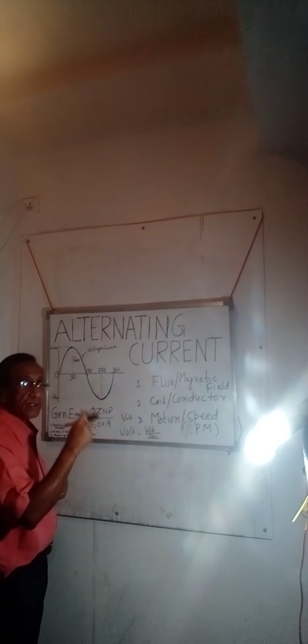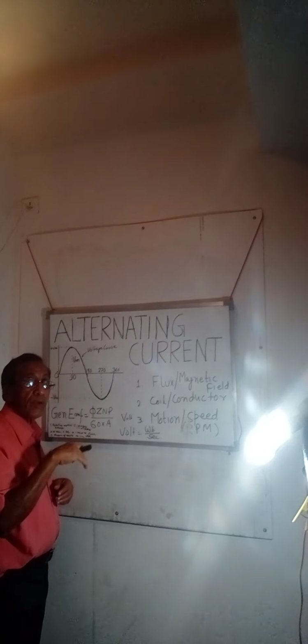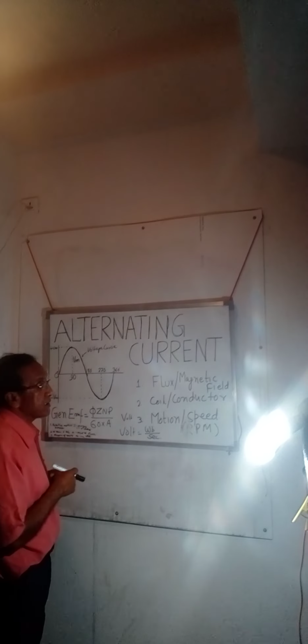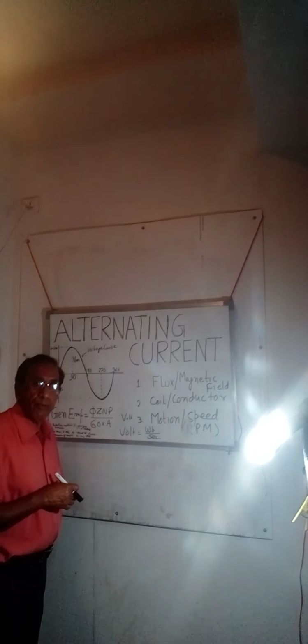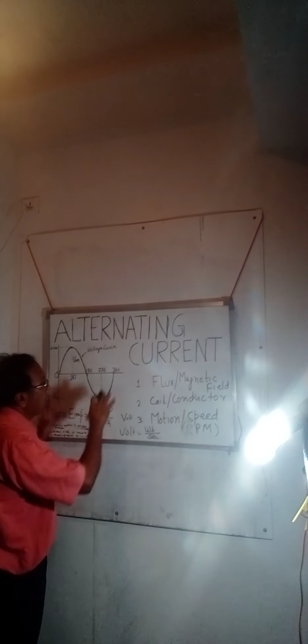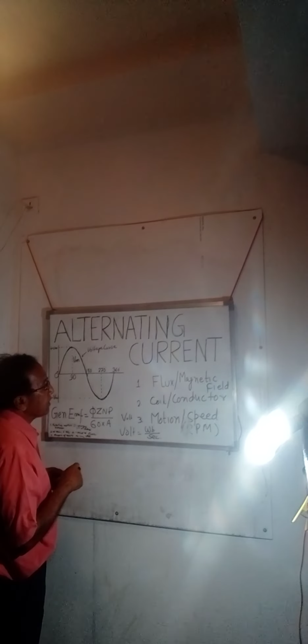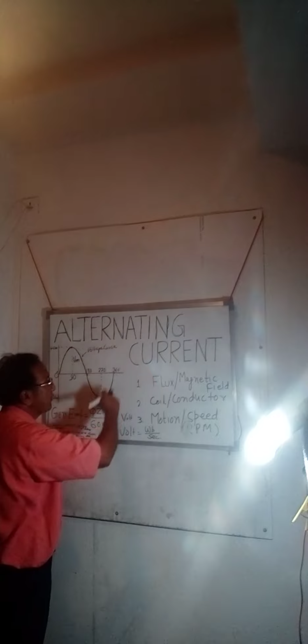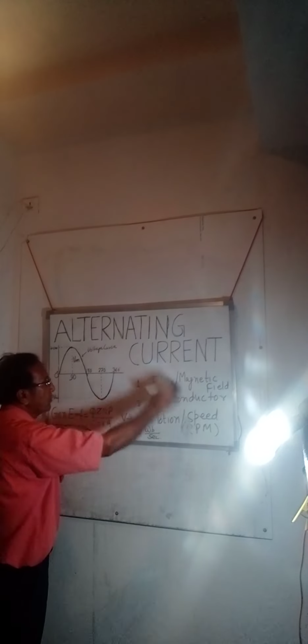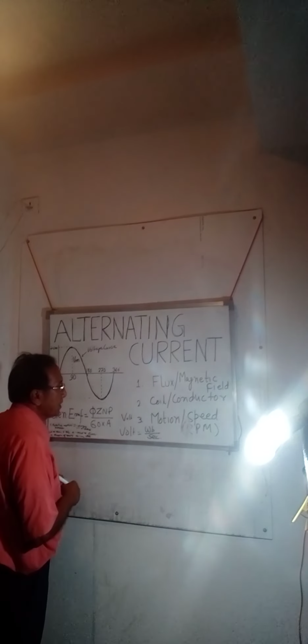When the coil is fixed and the magnetic field is rotating, it is called statically induced EMF. So this is about the definition and generation and production of the alternating voltage.